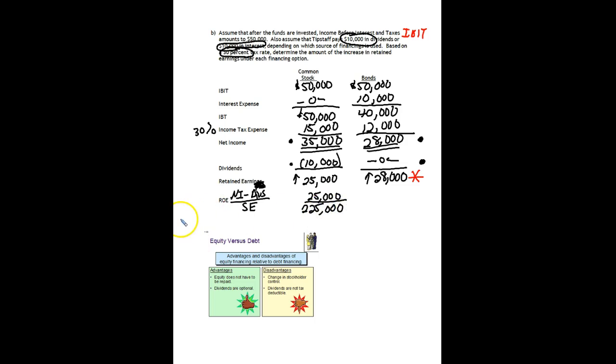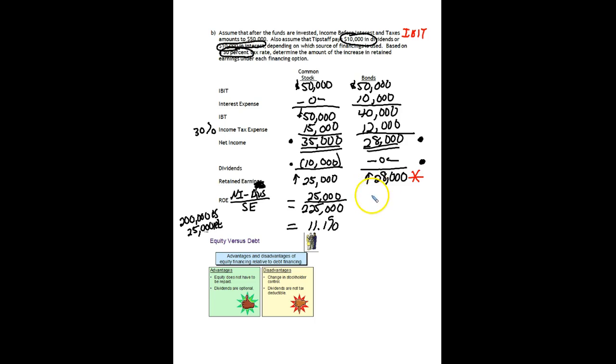Right? It was $200,000, but that's just the common stock account. Now we're going to have $25,000 in retained earnings, so a total of $225,000. So that's going to give me a return of something like 11.1%.